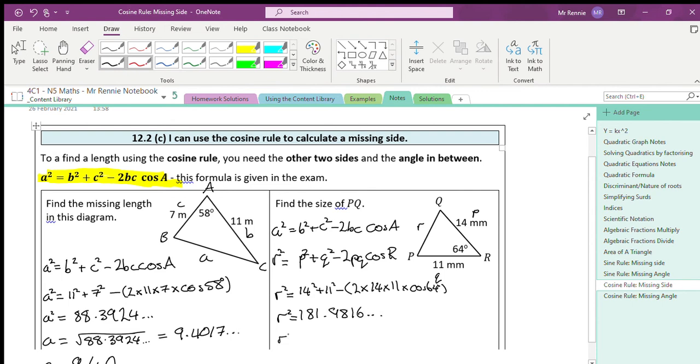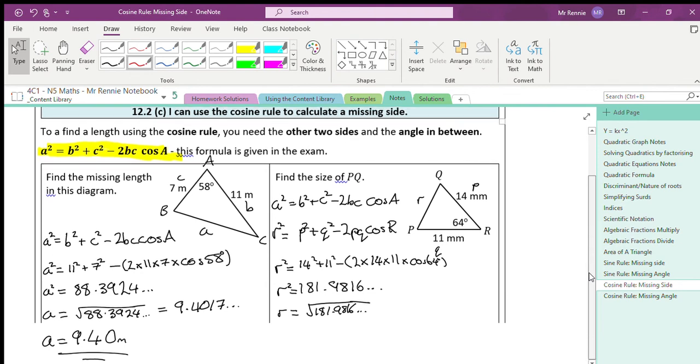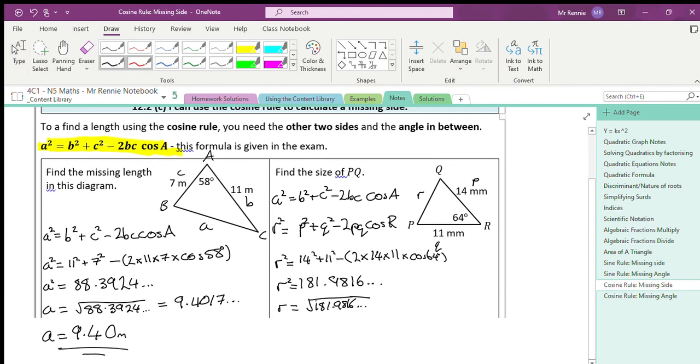We want R, so that means we've got to take the square root of all this. Okay, and if I do that, what I end up getting for R is 13.4900 dot dot dot. Round that to 2 decimal places, 13.49 millimeters. Okay, so there's 2 examples done using the cosine rule to find a missing length.